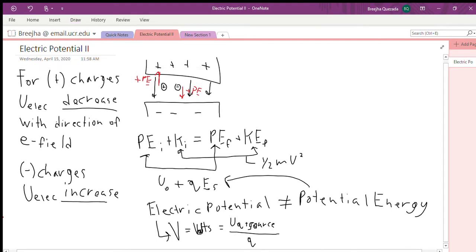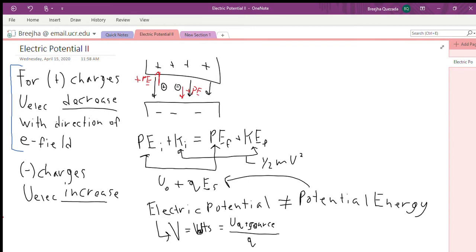Today I wanted to take our second look at electric potentials and then start relating them to parallel plate capacitors. Just to refresh everyone's memory, I wrote down some of the most important terms and topics for electric potential and things to keep in mind. The first one is this rule of thumb that for positive charges, the electric potential energy, or U electric in this case, decreases with the direction of the E field.